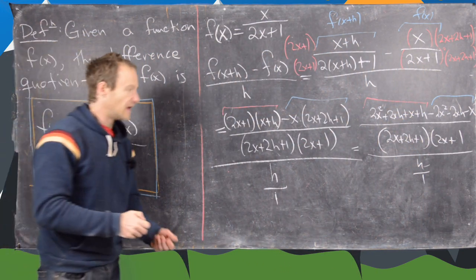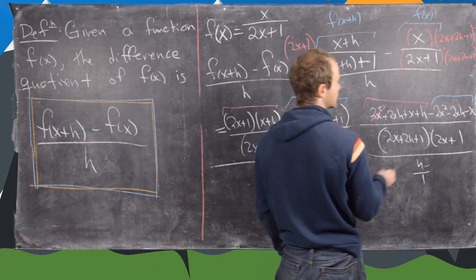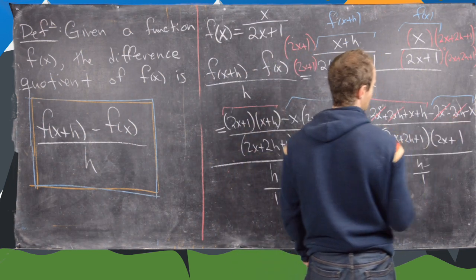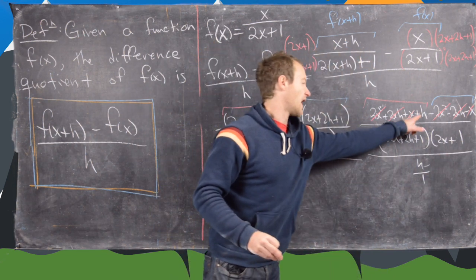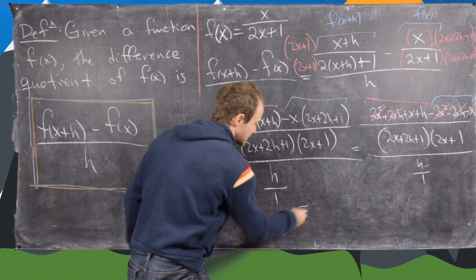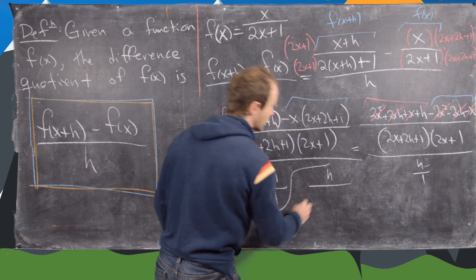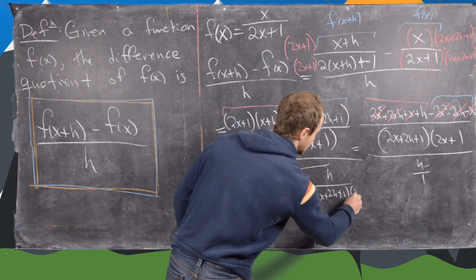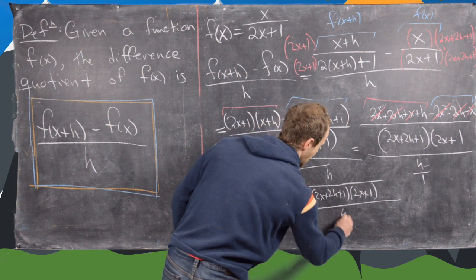Okay, good. Now we can simplify what's going on up here. Notice this 2x squared and this 2x squared are going to cancel. The 2xh and the 2xh are going to cancel, and the x and the x are going to cancel. And we're left with h over that. Okay, so let's write that. So this gives us h over 2x plus 2h plus 1 times 2x plus 1, over h over 1.